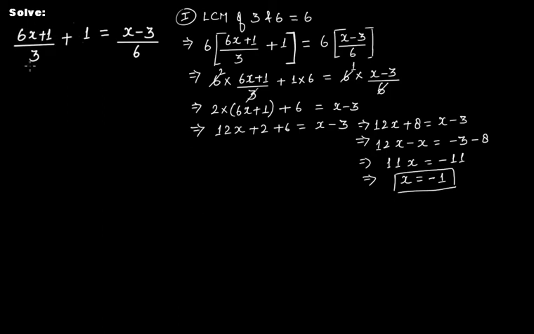Okay. Now let's solve this in the second way. This is 6x plus 1 by 3 plus 1 is equal to x minus 3 by 6. Now, whenever you have to solve such problems where you have an algebraic expression in the numerator and a number in the denominator, then what you have to do is simply think of it as a rational number. Think in your mind that this 6x plus 1 is p, and this is p by 3 plus 1 is equal to q by 6.